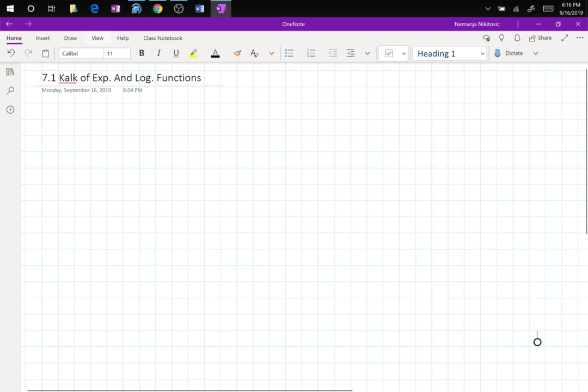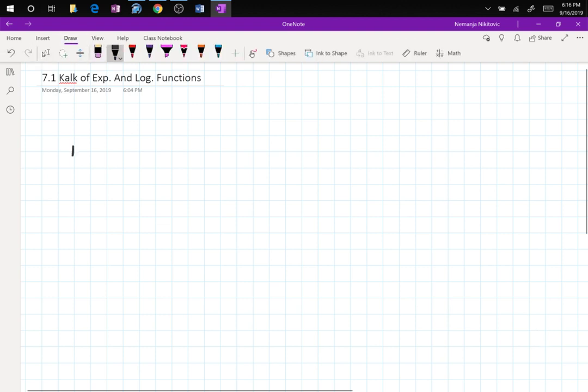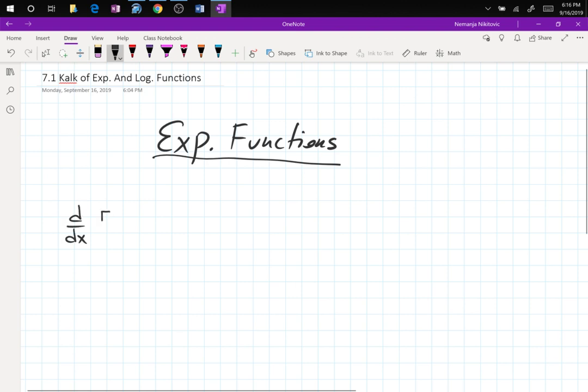So we start by reviewing, well, let's first say exponential functions, but it's calculus, right? So we start by reviewing the basic formula for derivative. Derivative of e to the x is e to the x. Beautiful. All right. So that is something that 100% of you know.